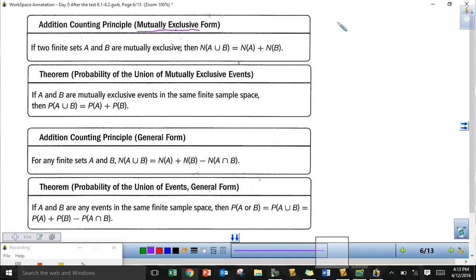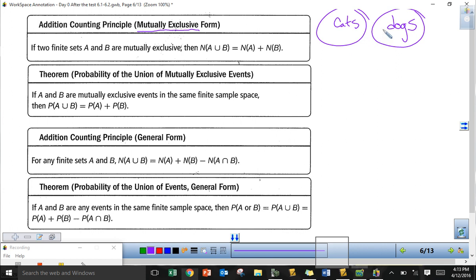So for example, we could talk about the number of cats and number of dogs. If I group those, there's not going to be any overlap because there won't be any cats that are also dogs. There won't be any dogs that are also cats. So these are mutually exclusive because they don't ever overlap.